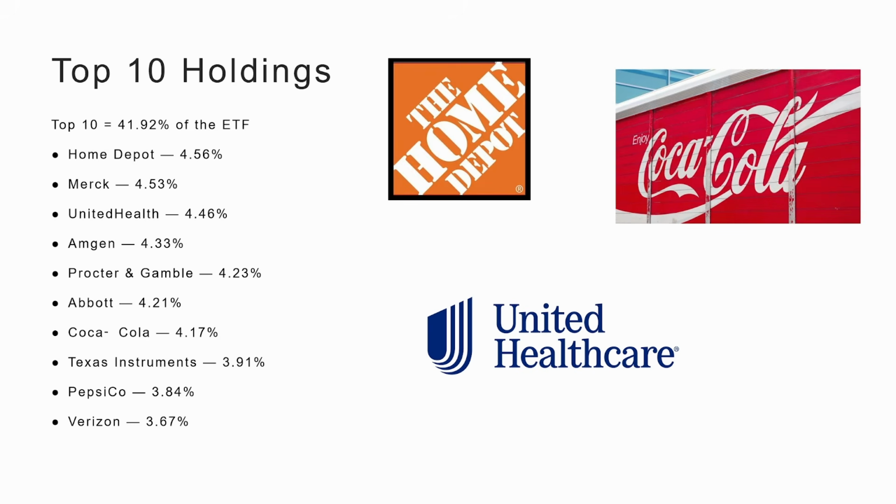So let's go into the top 10 holdings. The top 10 holdings is 41.92% of the ETF. Now you might recognize a few. Each one is a cash flow monster. So you got Home Depot, you got Merck, you got UnitedHealth, you got Amgen, you've got PG or Procter & Gamble, Abbott, Coca-Cola, Texas Instruments, PepsiCo, and Verizon.